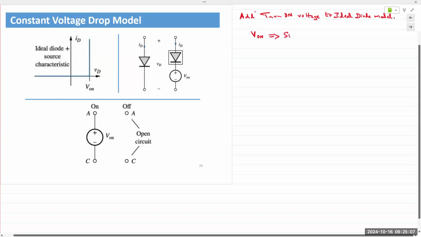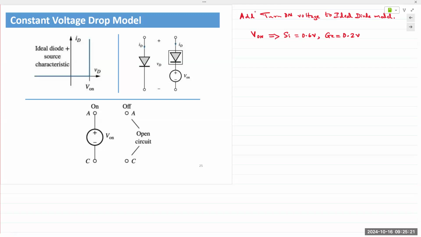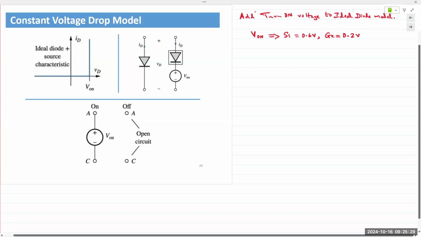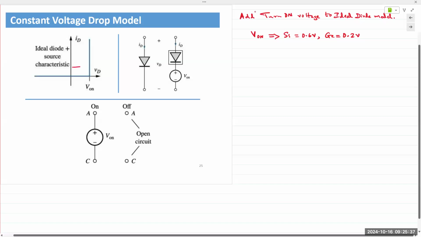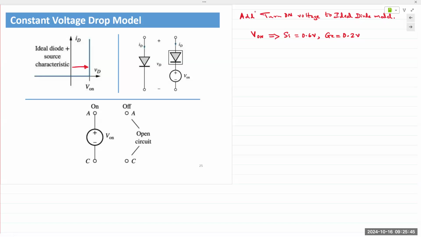For silicon, it's about 0.6 or 0.7 volts. Germanium, it's about 0.2 volts. How about for gallium arsenide? Anyone remember from lab yesterday? 1.2 volts. Anyway, so we add this voltage that is required to turn the diode on. We don't change anything else. The only thing we are changing is we are shifting the characteristic to the right. We're shifting the forward bias characteristic to the right. Okay, that's all we are doing.